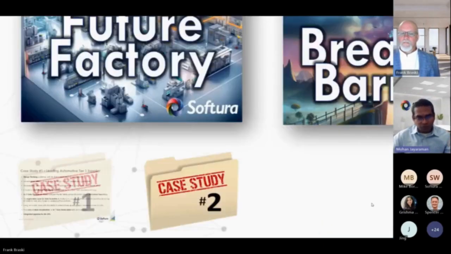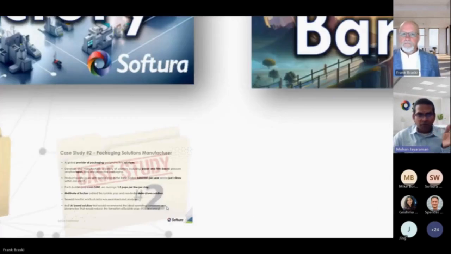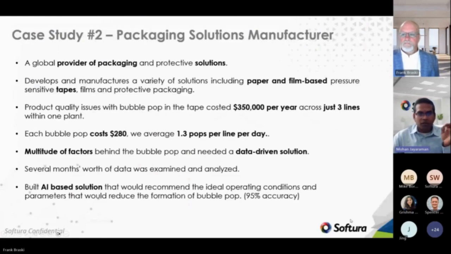The next case study is slightly different from what you saw. This is a case where they already had data collected. This is a packaging firm. They do the packaging tapes, and the real problem was around the bubble pops which happen.